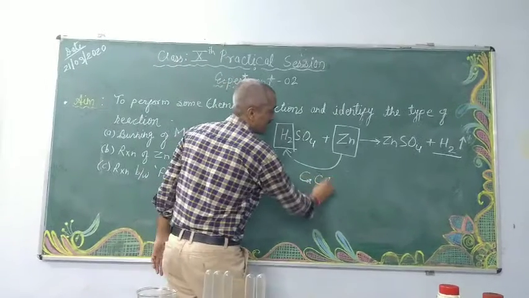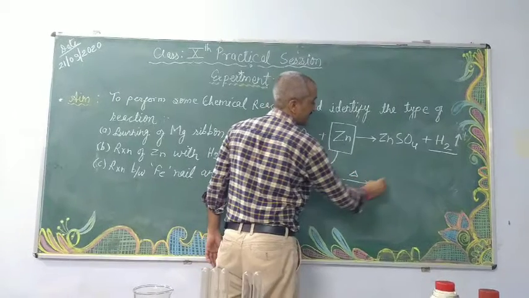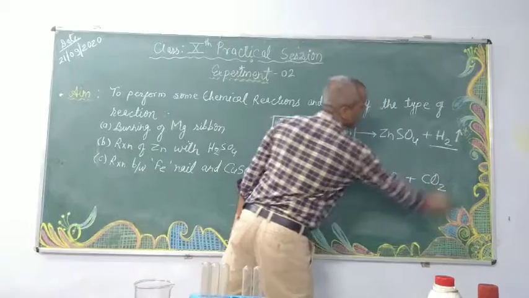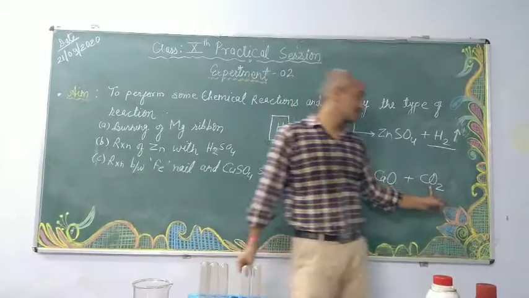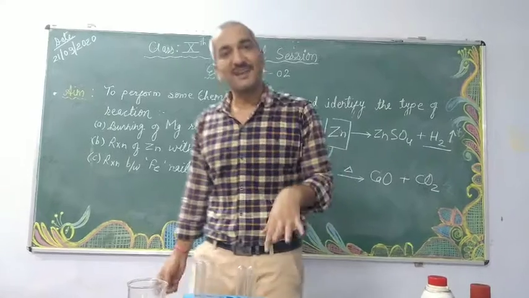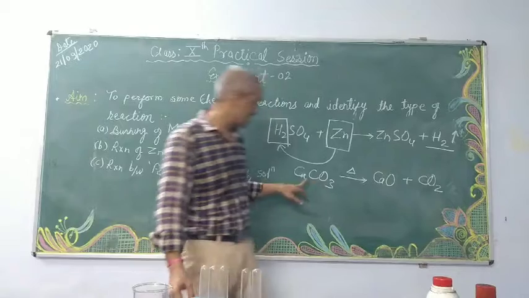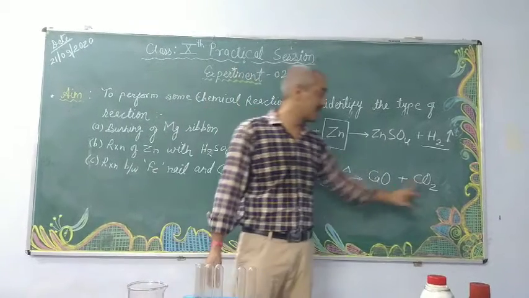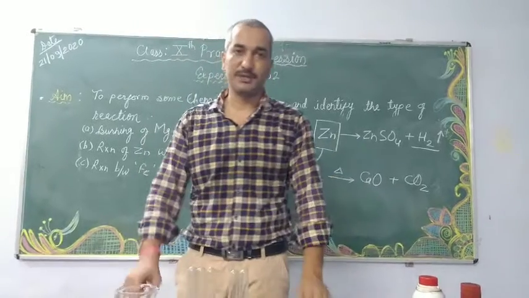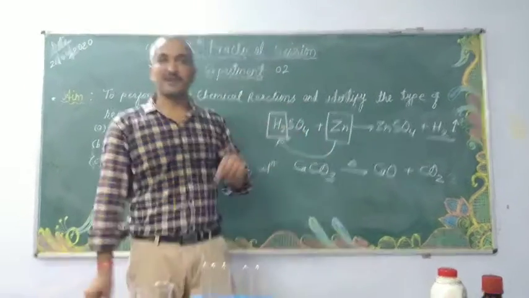Like this calcium carbonate, when it is heated, it gives calcium oxide and a colorless, odorless gas is released, which turns lime water milky. This is the identification of carbon dioxide. Means a single substance gives two products. So this kind of reaction is called a decomposition reaction. Got it? One another type of reaction is also there.